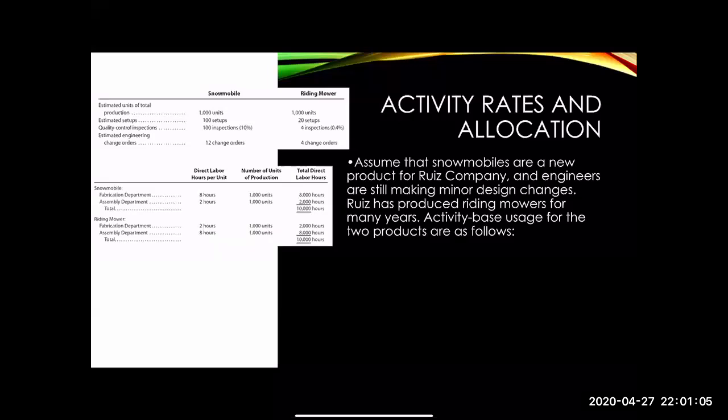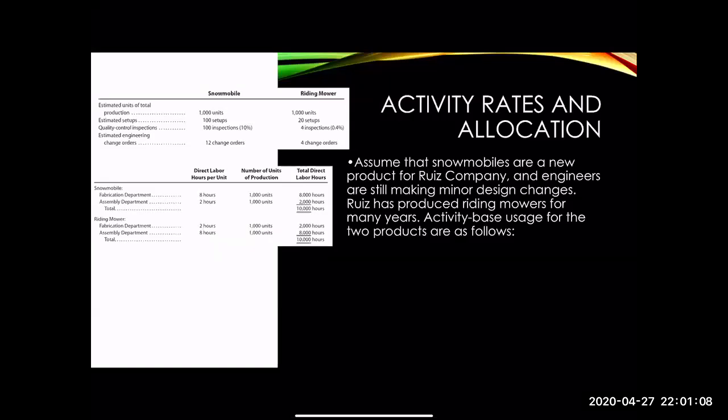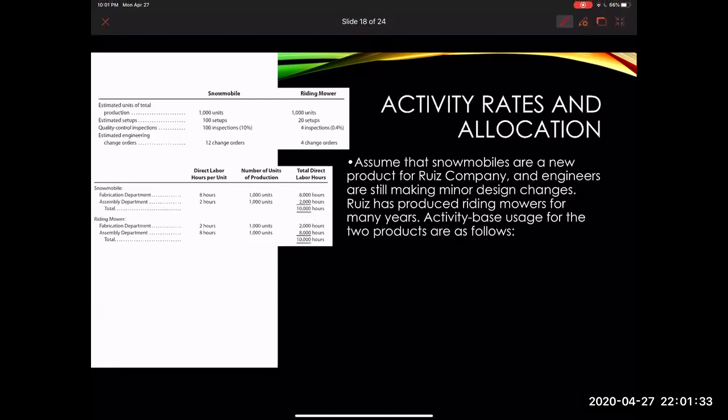So then this is more information that you need that was already provided in another part of this chapter when we're looking at departments. Each of these, the snowmobile and riding mower, must also go through the fabrication department and assembly department. So we're adding to the mix, okay? Not only do they have to go through the fabrication department and assembly department, but they also have to go through setups, quality inspection, and any kind of engineering changes, right? So we have made this process more detailed.